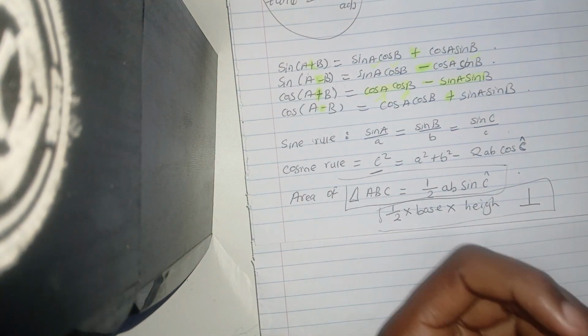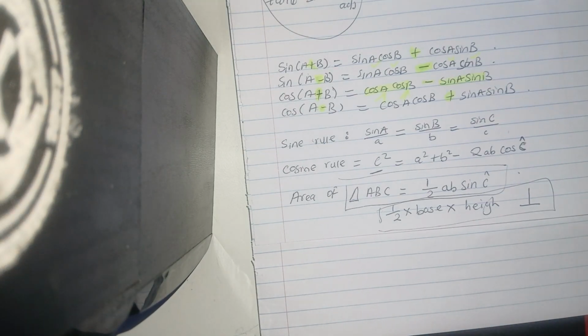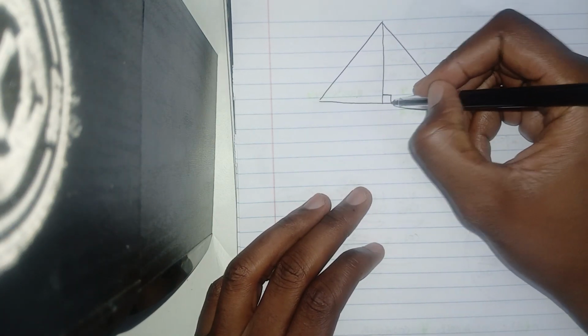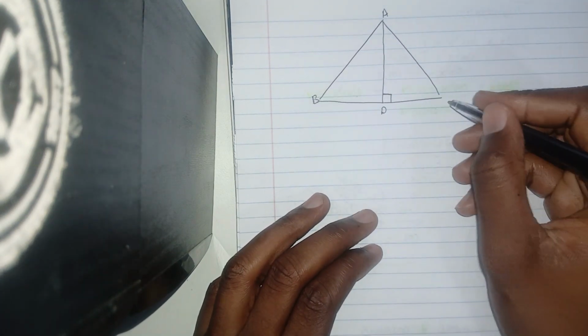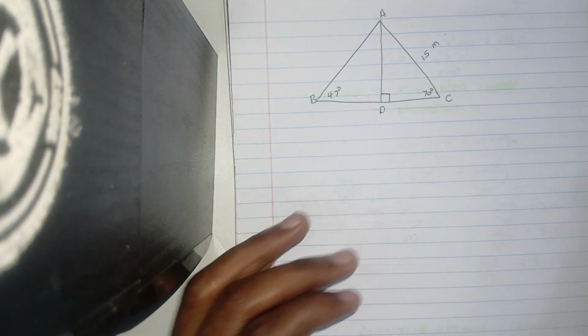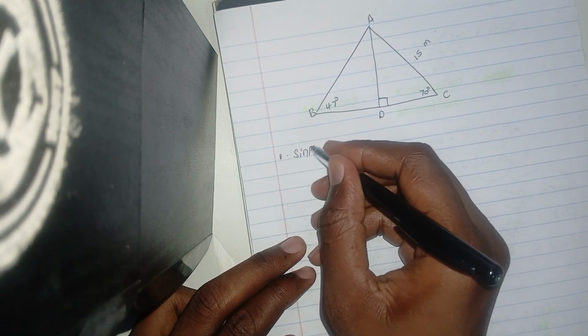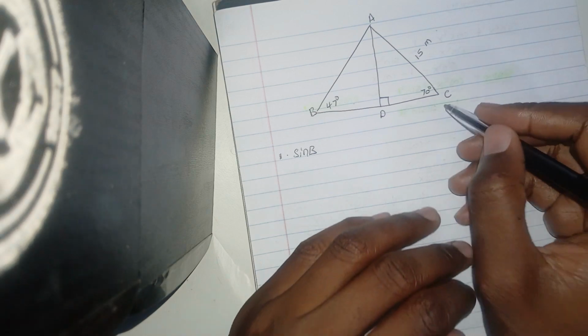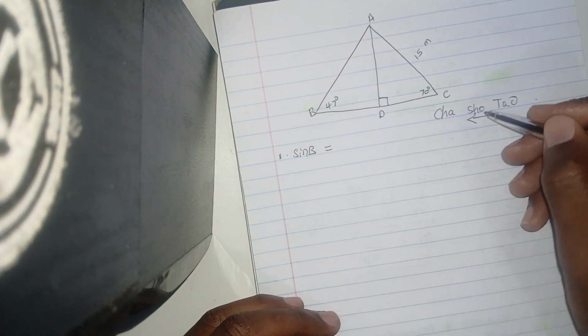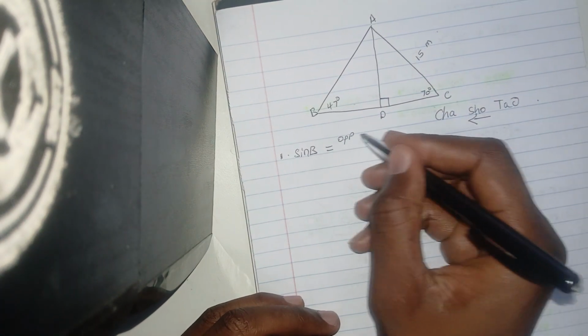Now, you also have to know using some examples, right? Let's say given the triangle. Number one, sine B is equal to, you have to write down your formula: opposite over hypotenuse. So that means opposite over hyp, right?